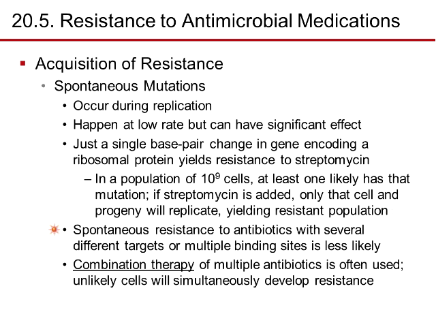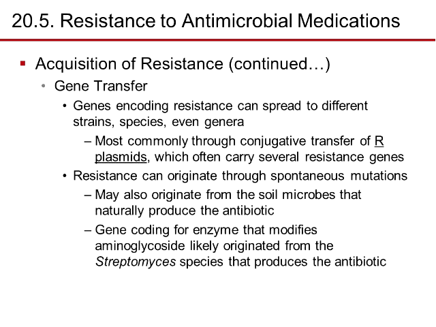So spontaneous resistance to antibiotics with several different targets, multiple binding sites, is less likely. So we use combination therapy in many cases, multiple antibiotics. Basically, it's unlikely that cells will simultaneously develop resistance to multiple antibiotics at the same time. There's a case called gene transfer, and that's the use of plasmids. Genes encoding resistance can spread to different strains, species, and even genera. Most commonly this is through conjugative transfer of R plasmids, which often carry several resistance genes.